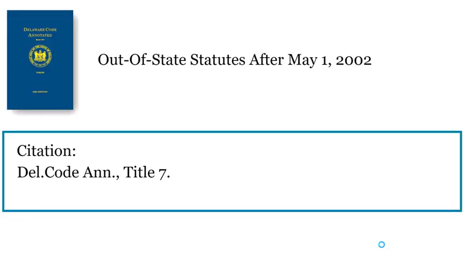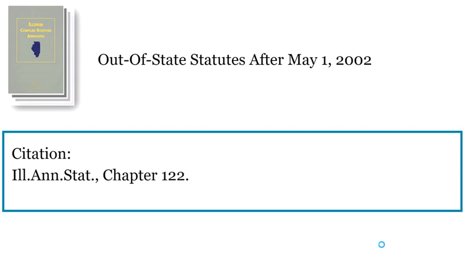Now we're looking at out-of-state statutes after May 1st, 2002. For this citation, you can consult Title VII of Delaware Code Annotated for this information. In this instance, an entire title of the Delaware Code is cited instead of just a page or page range. A code title may occupy an entire volume, multiple volumes, or a portion of a volume. And just a tip, consult Title VII's table of contents and/or index to determine specific topics or subject areas within the code.